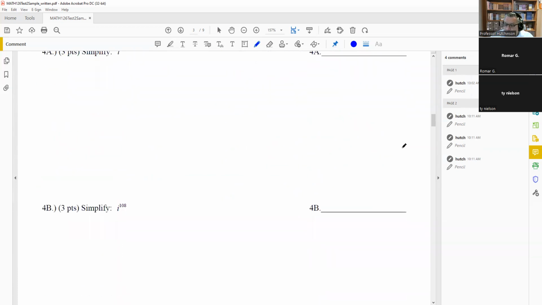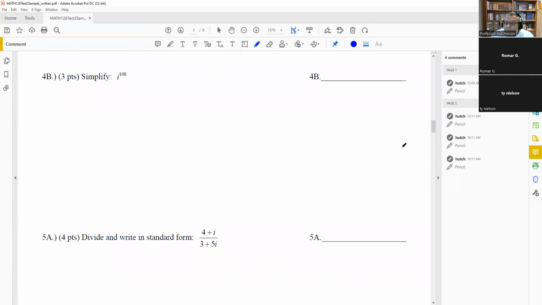All right, so next one is the 4b. Now this, one thing you want to know for this problem here is the different powers of i. So i to the 0 is equal to 1. This is just number 1. i to the first power is just i. Then we have i squared is equal to negative 1. And then i to the third power is equal to negative i.